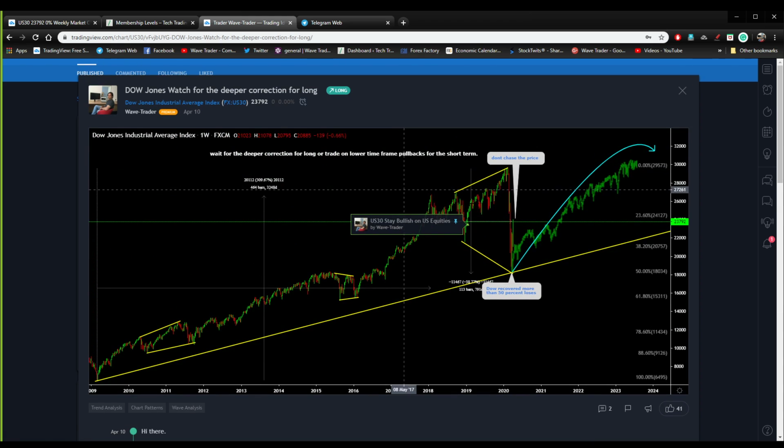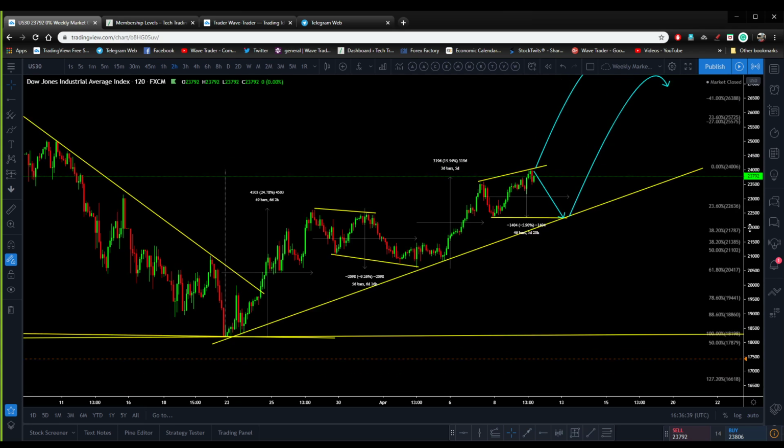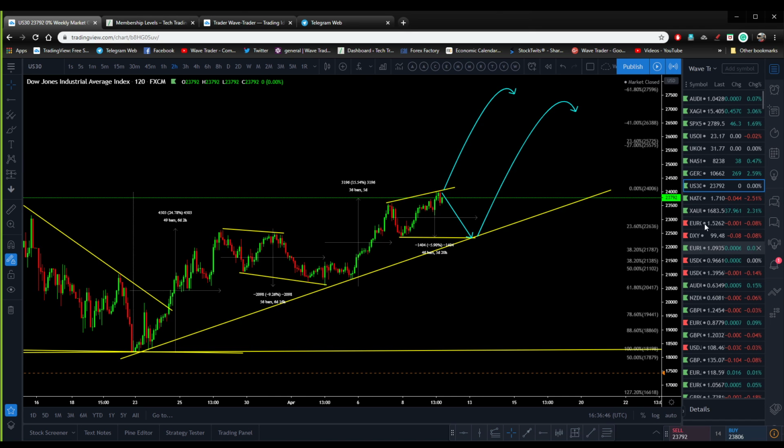You should be in the trade already from the lows, guys. I was showing you these opportunities in the weekly market outlook, from these areas, if you remember. So good luck. US Russell is also the same.